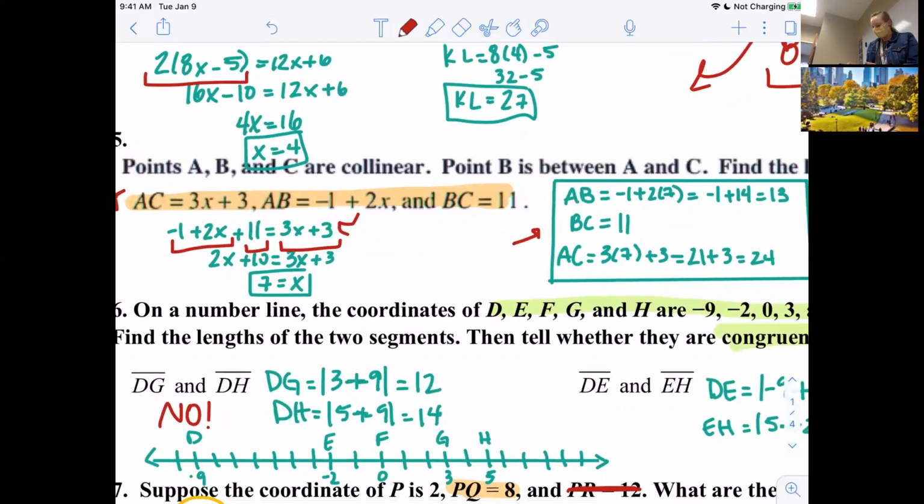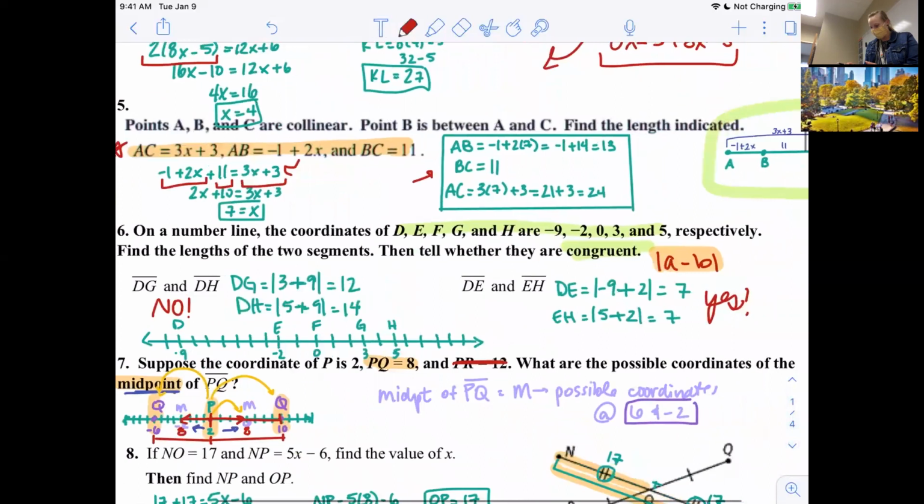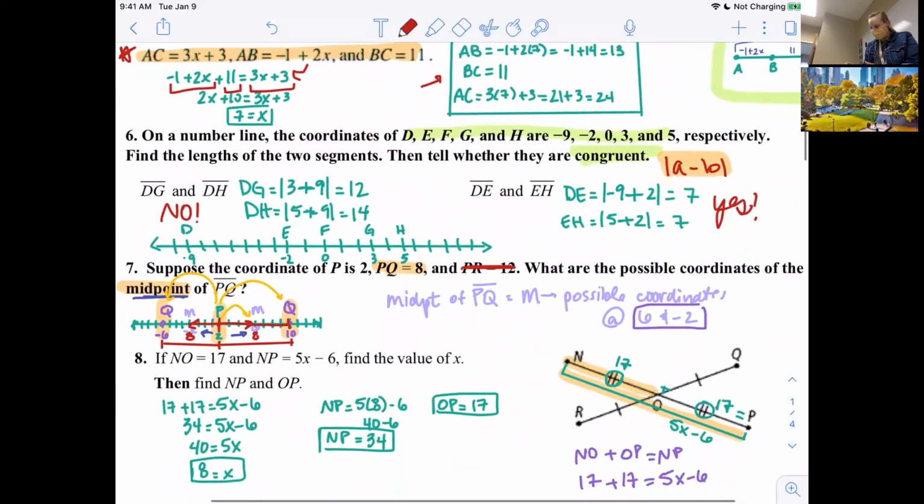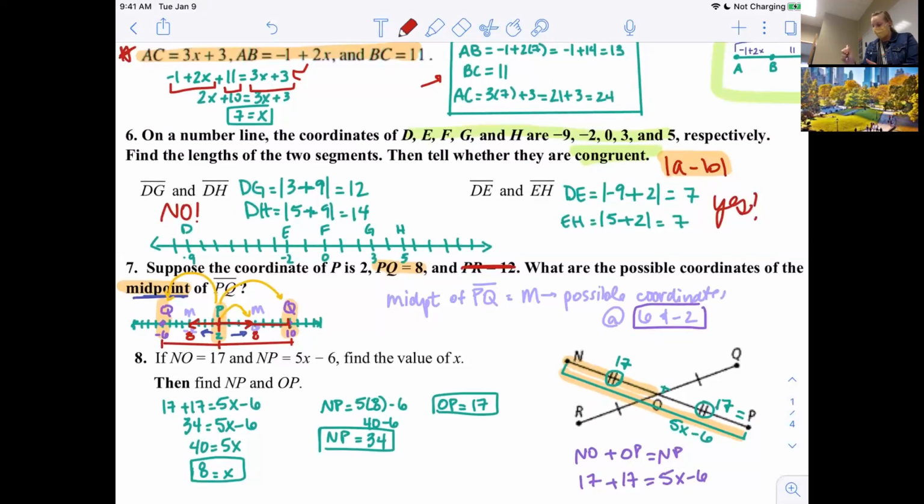Okay, 6. On a number line, the coordinates of D, E, F, G, H are those numbers. Before I read anything else, I'm going to physically draw a number line. I have a number line right here, highlighted in yellow.